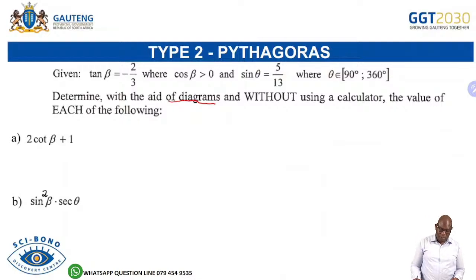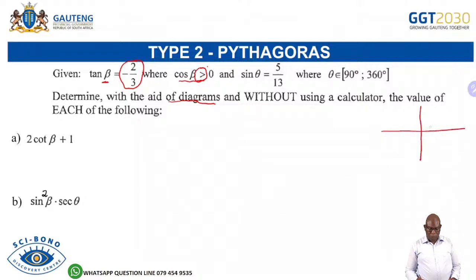Now with this question here, it's a very tricky question, very tricky, but it's easy. Now they're saying you must just know your quadrants, that's all. Now they're saying the tan of beta is -2/3, right? Where the cos of beta is greater than 0. So which means I must draw my sketch.